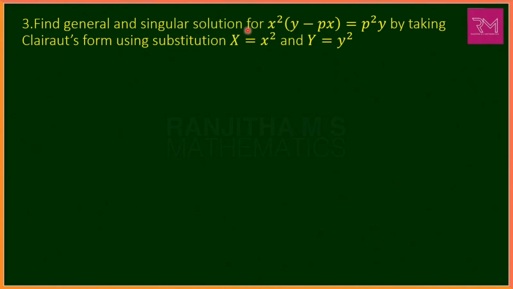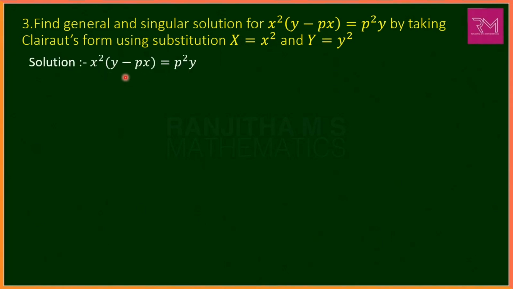Find the general and singular solution for x square into y minus px, which is equal to p square y, by taking Clairaut's form using the substitution X is equal to x square and Y is equal to y square. Here, this is another type of problem, that is reducible to Clairaut's form of equation. Here they will give a nonlinear differential equation, and we have to reduce this nonlinear differential equation to a Clairaut's form of equation with the help of the substitution X is equal to x square and Y is equal to y square. Let's see how to solve these types of problems.